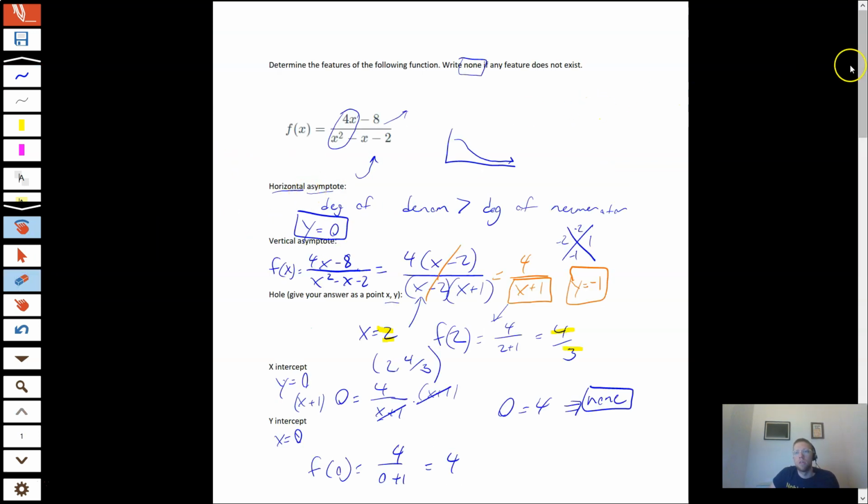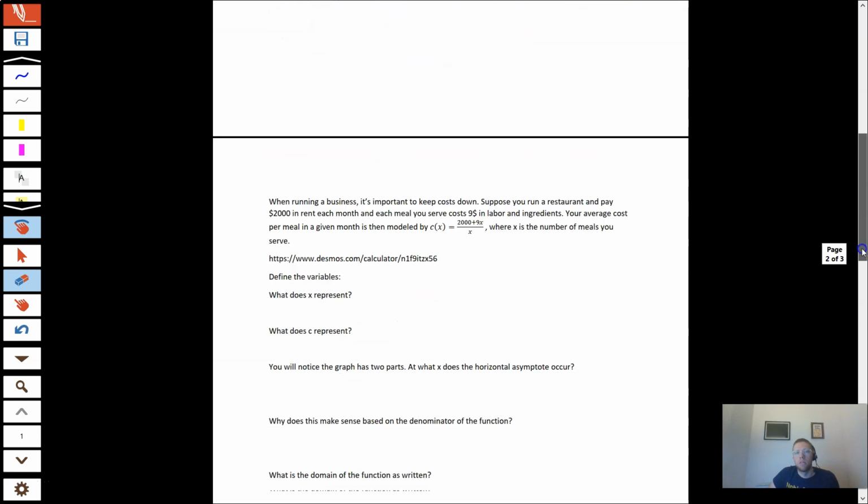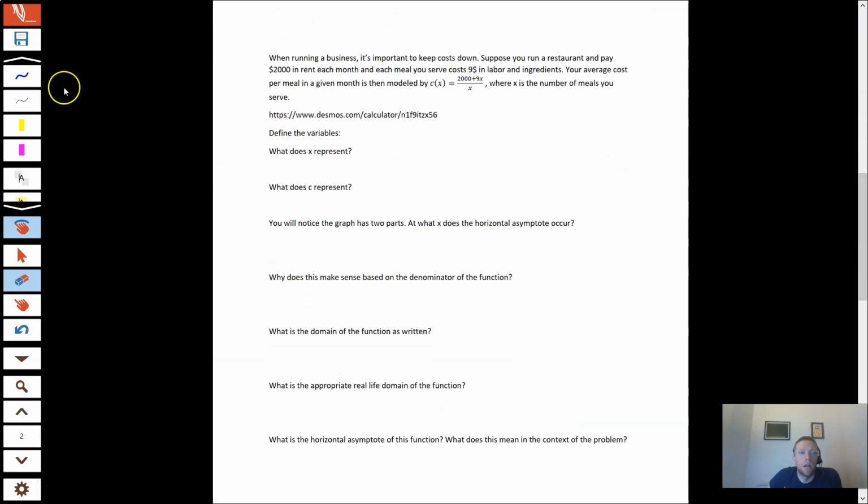Oh my gosh. There we go. So in these problems, anytime you see a function, notice 2,000 is already included in the function and 9 is already included in the function. And it says your average cost per meal in a given month is modeled by C of x equals the function, where x is the number of meals you serve. That is important, where it tells me what the variables are. Okay? So we're going to go through each one.